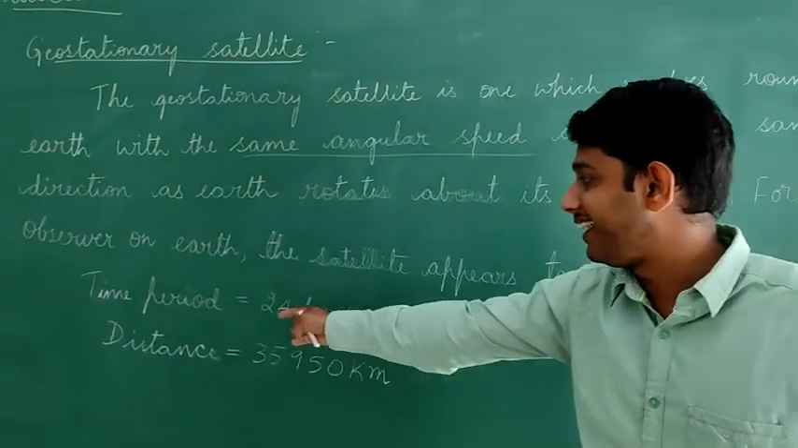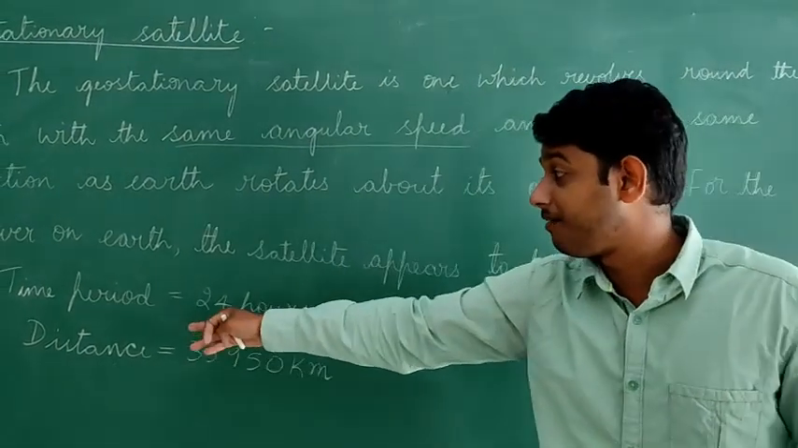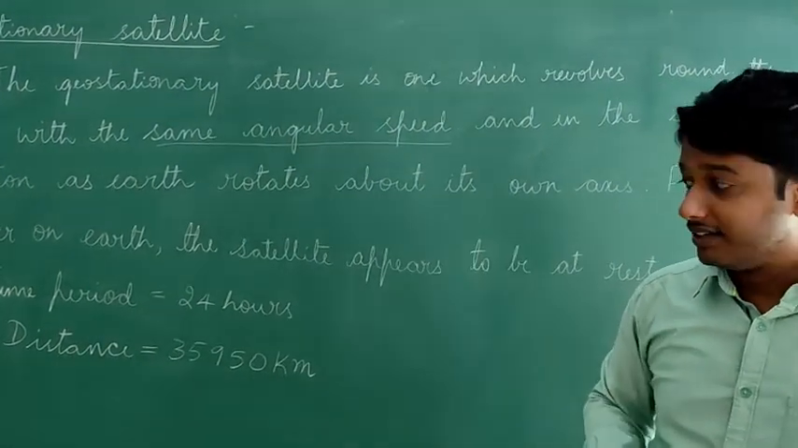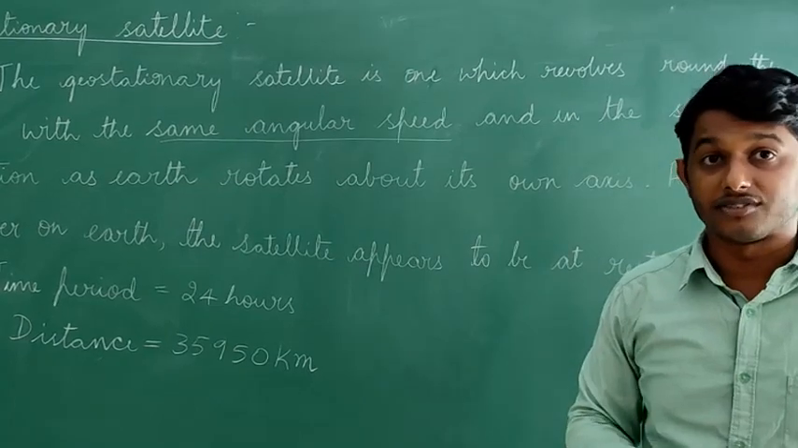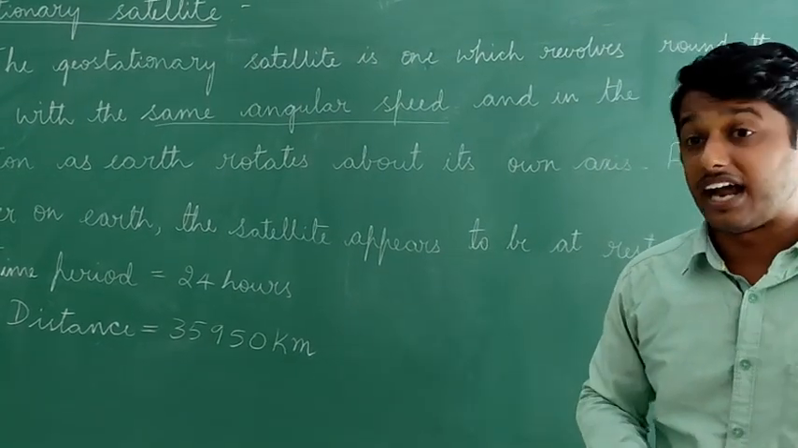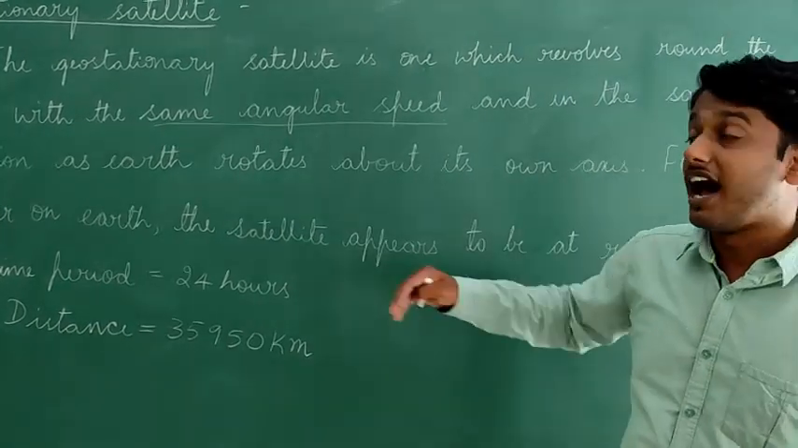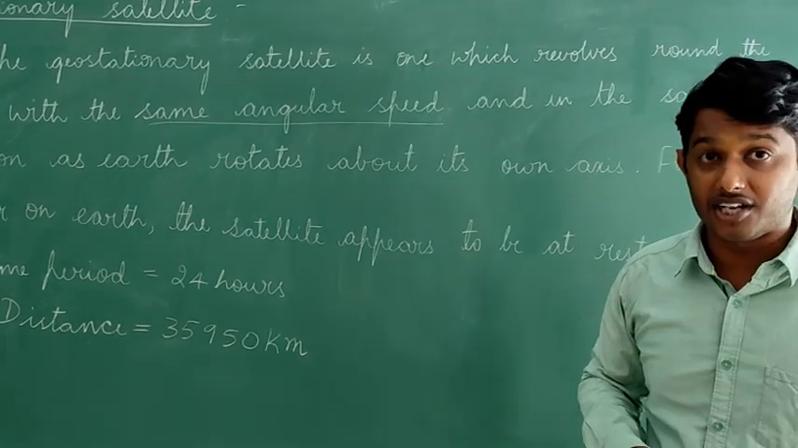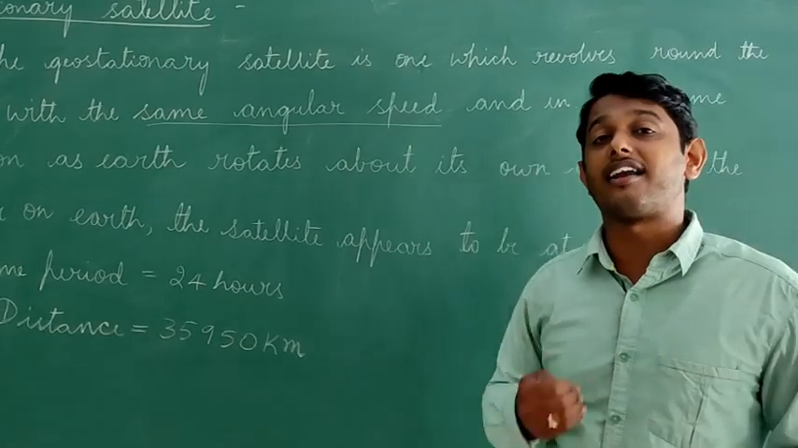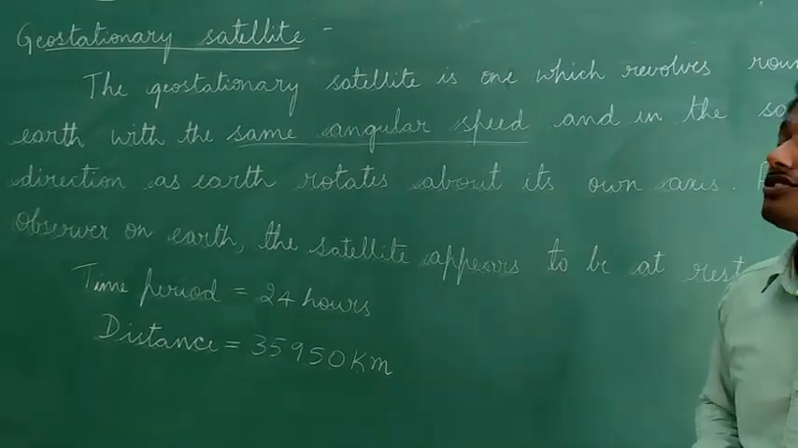The time period of the satellite is 24 hours. Since it revolves at the same angular speed, the time period will be exactly 24 hours. The distance of the satellite from the Earth is around 36,000 kilometers. India's geostationary satellite is placed at a height of 35,950 kilometers, in a particular orbit. But usually geostationary satellites are placed at around 36,000 kilometers. So this is all you have to know about geostationary satellites.